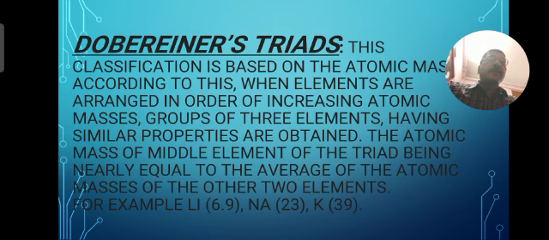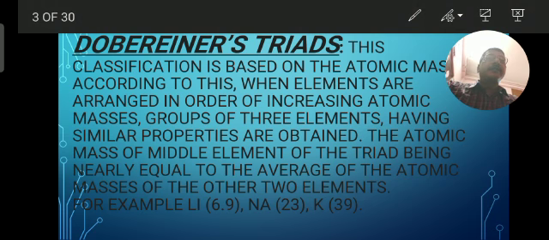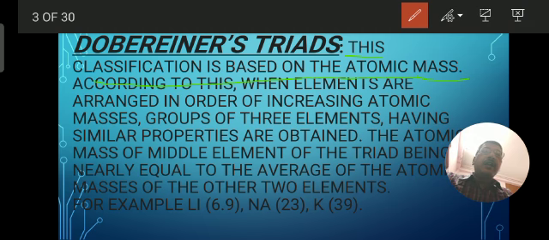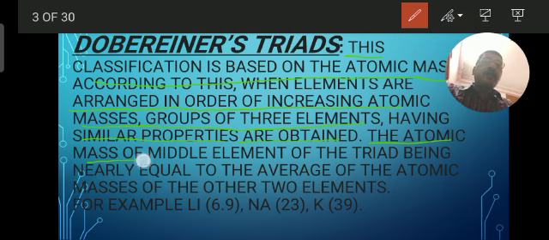Here, let me tell you what is the Dobereiner triad. This classification, which was given by Dobereiner, is based on atomic masses. Arranged in order of increasing atomic masses, groups of three elements having similar properties are obtained. The atomic mass of the middle element of the triad is nearly equal to the average of the atomic masses of the other two elements.